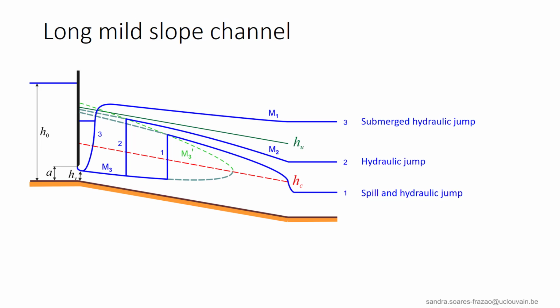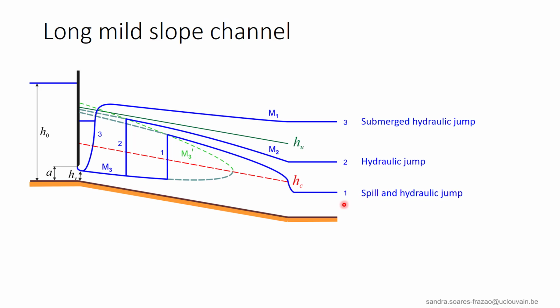In the case of a long, mild slope channel, the situation is analyzed as done before. The main difference is that the M3 profile cannot reach the downstream end of the channel. Therefore, a downstream spill or a jump pushed back in the reservoir are not possible anymore. A hydraulic jump will occur for any downstream level.